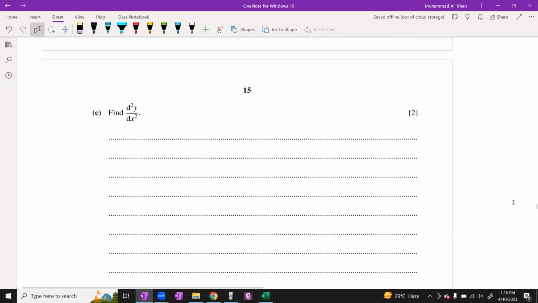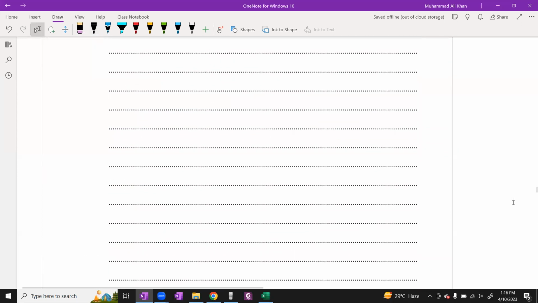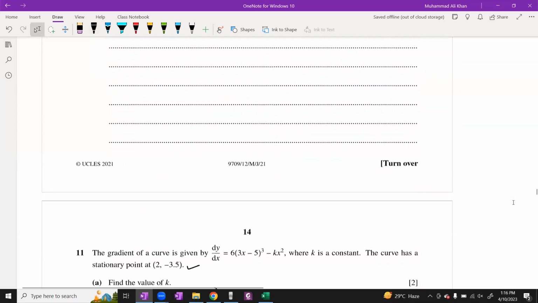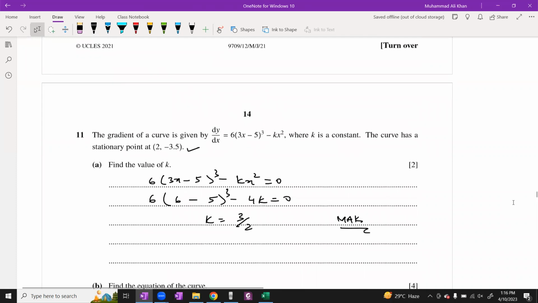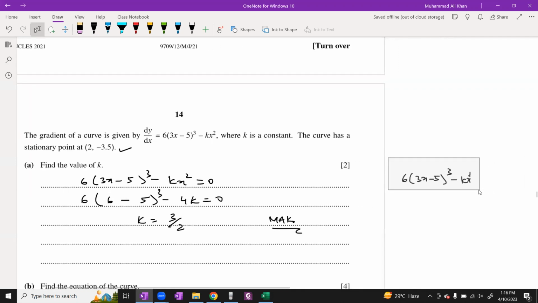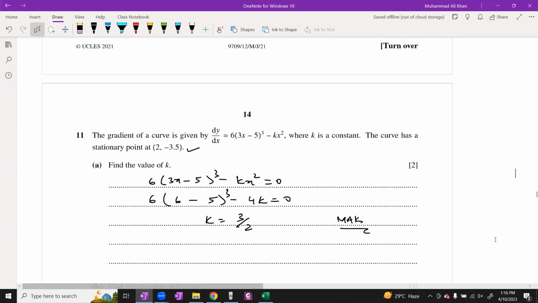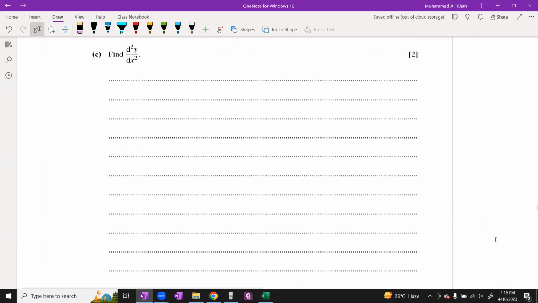Aage keh rahe hain, second derivative aapne calculate karna hai. Second derivative calculate karna hai. Second derivative kiska? dy by dx equals to, अब इसको कॉपी करते हैं पहले, 6 3x minus 5 whole cube minus kx square. Now, ये तो है first derivative.